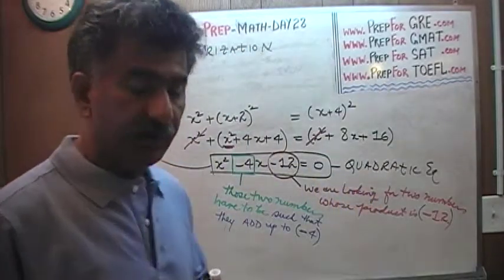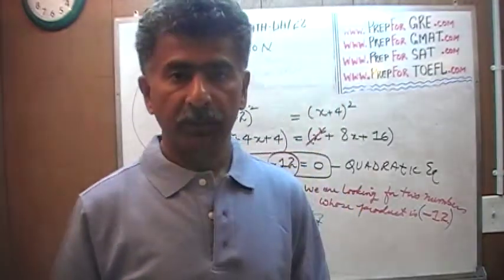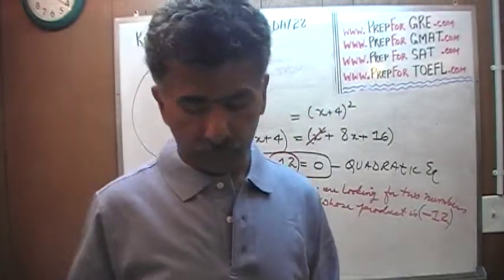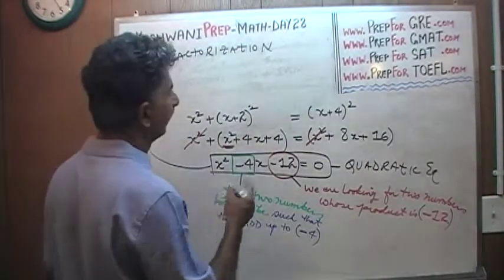Now our job is to find those two numbers. What could be the two numbers whose product would be -12, and whose sum would be -4? Well, let's take a look. It's very simple, very straightforward. It is 12. Let's see if I can do it here.